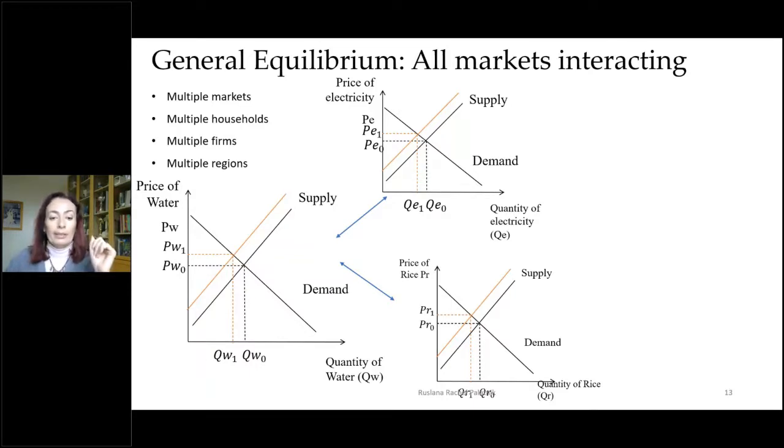Now pay attention that the links go both directions. For instance, the water sector is very energy intensive. This means that rising prices of electricity can in turn impact the costs of water. And we can continue in these interlinks to many other markets, including the labor market.